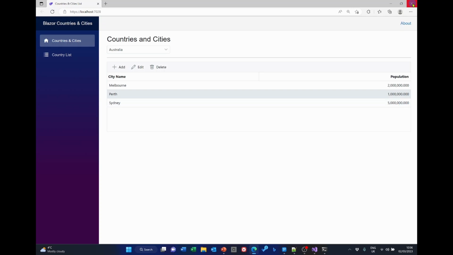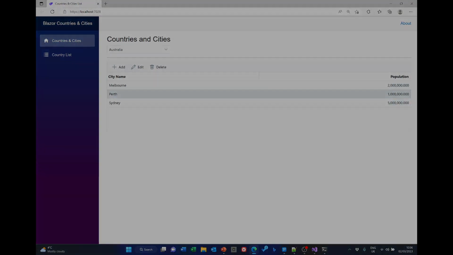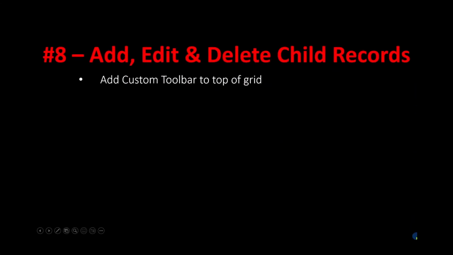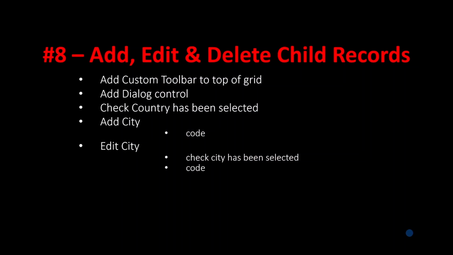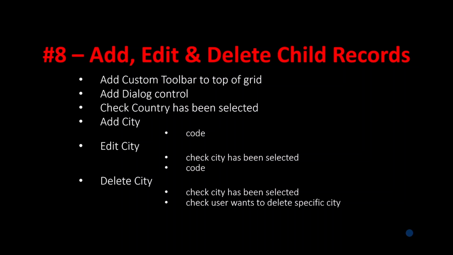In summary, we've got to make these changes. We're going to need to add a custom toolbar to the top of the grid. We're going to need to add a dialog control. We're going to check a country has been selected. And then when adding a city, we just need to add the code. When editing a city, we need to check the city has been selected and then add the code. And if we're deleting a city, we need to check a city has been selected and that the user wants to delete the specific city, and then we add the code. So those are the tasks. Let's get cracking and have a look at the code.